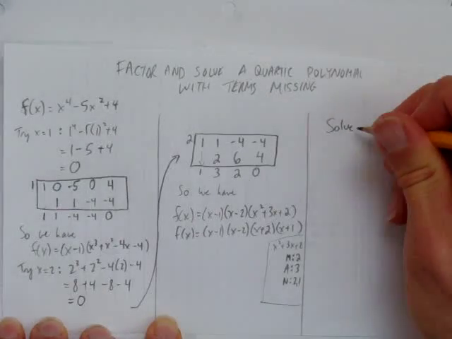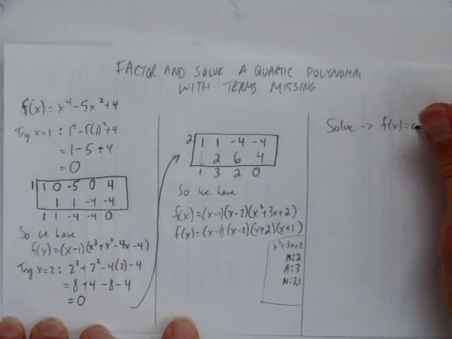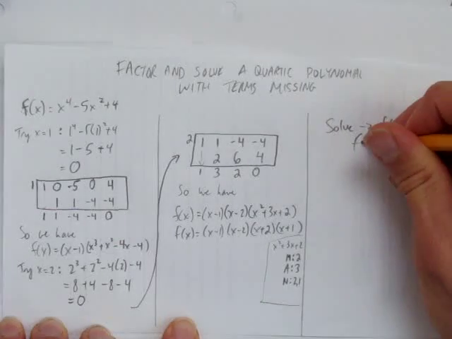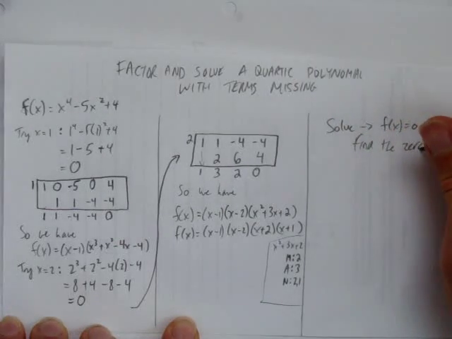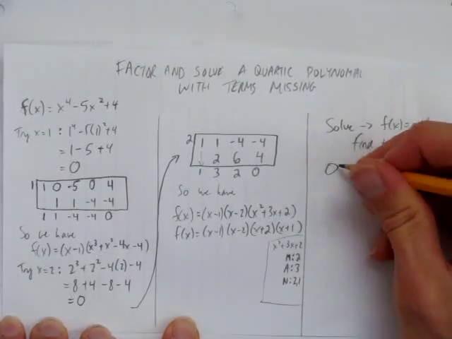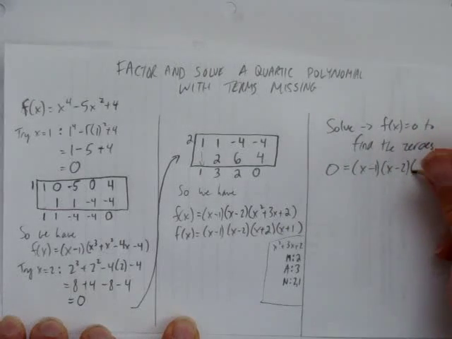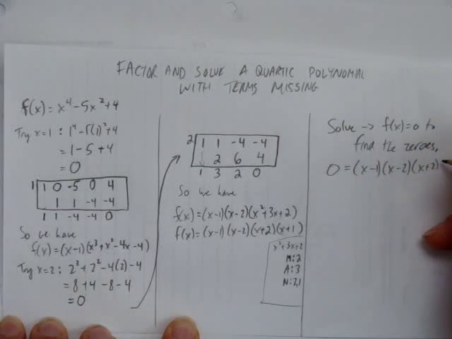So what does solving mean? Solving means we want to set f of x equals 0 to find the zeros. You don't have to write this when you solve a question. It's just for learning purposes I'm writing it down. In other words, we want to solve where this equation equals 0. Where that equation equals 0 will be the x-intercepts, or the zeros.